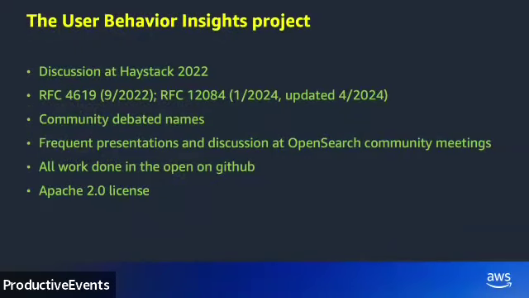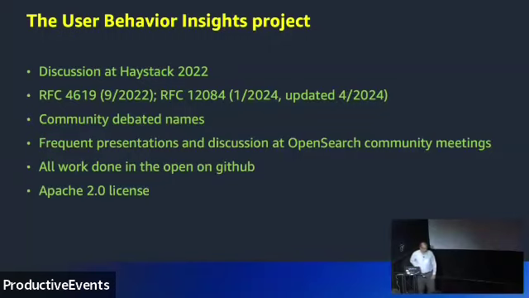So what's this project? Well, Eric and I discussed this, I think, two years ago at Haystack. I buttonholed him and said, Eric, why don't we have a standard way of reporting this data? And he said, good idea. I said, okay. And so we put out an RFC in our GitHub in 2022. We revised it this January and updated again just last week. The community debated names. We make frequent presentations at the OpenSearch community meetings. So this is all community feedback based.